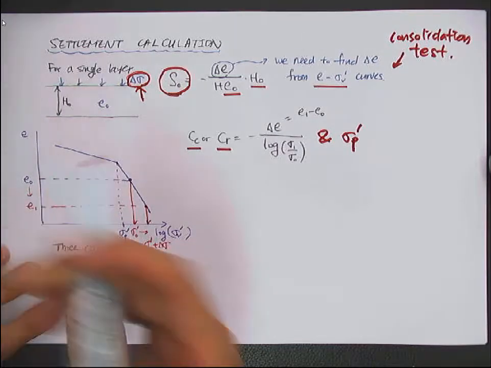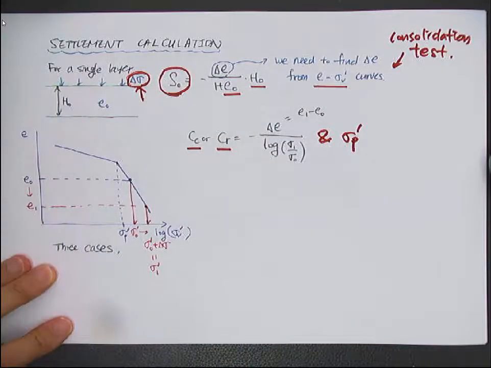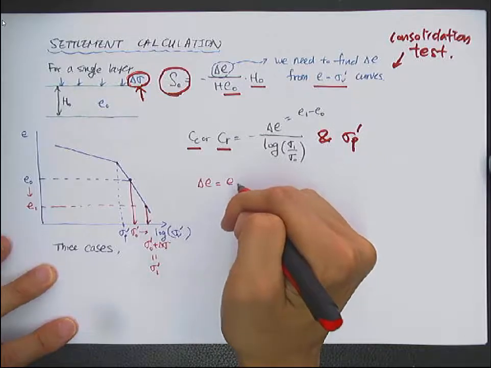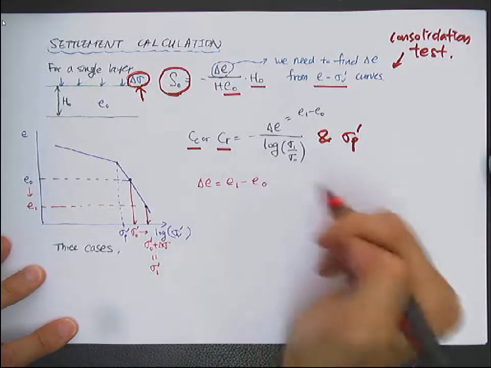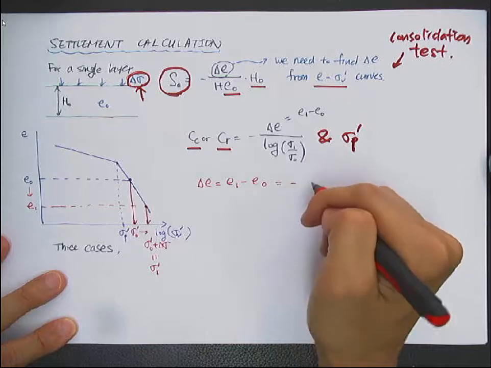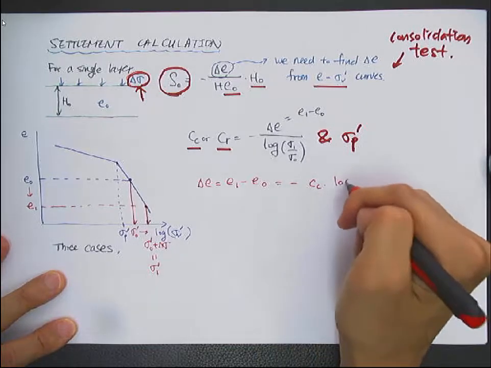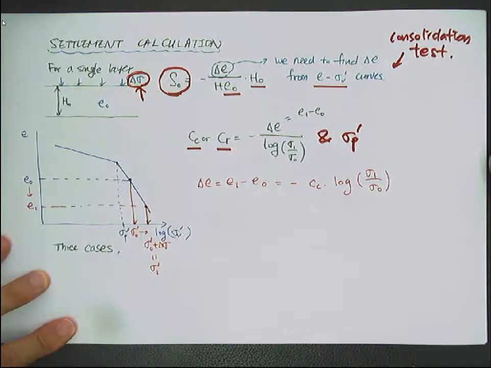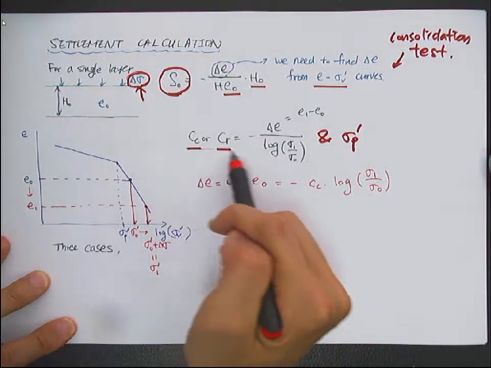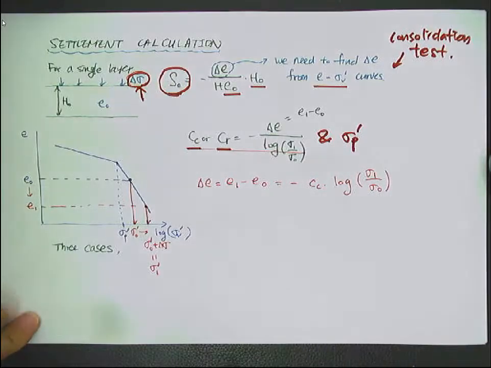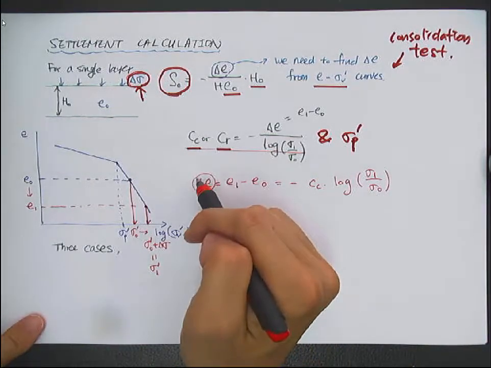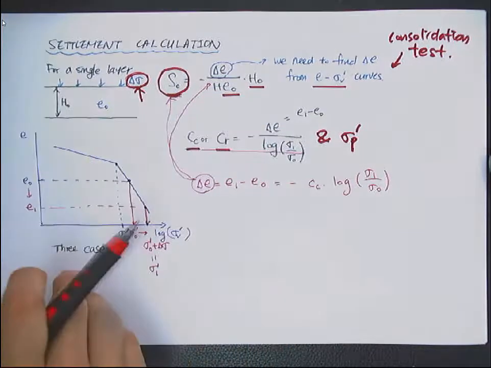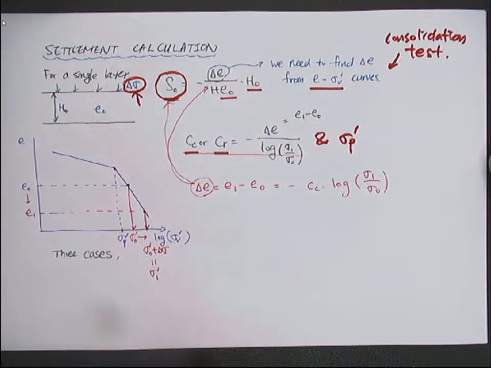So then the void ratio change, let's use this one. The void ratio change is e1 minus e naught, which is minus Cc times log sigma 1 over sigma 0. Right? According to this equation. Then from this void ratio change, you can plug into here, and then you will be able to calculate the settlement.